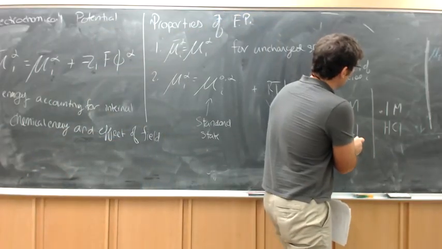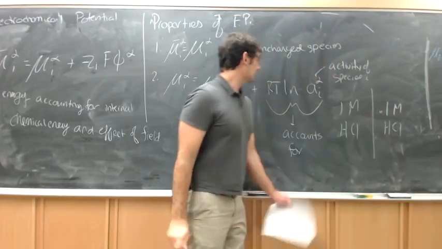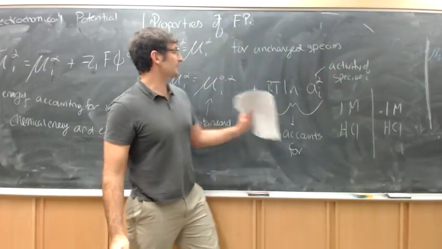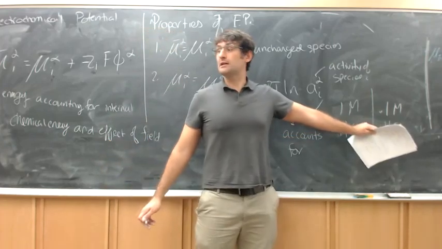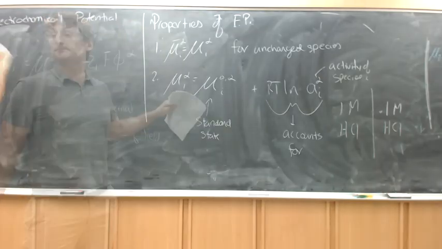This has a higher chemical potential than this. That's because this has a higher activity than this. So this is actually a way to predict how this will come to equilibrium, because we know in the end, the chemical potential has to be the same everywhere.